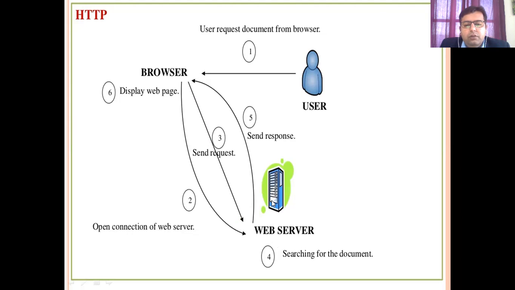And if it's available, then it will send the response. If not available, then it also sends the response. And this is the sending of the response. This is mechanism number five. And if it is available, then display the web page. This is step number six. Okay, so these are the six steps.